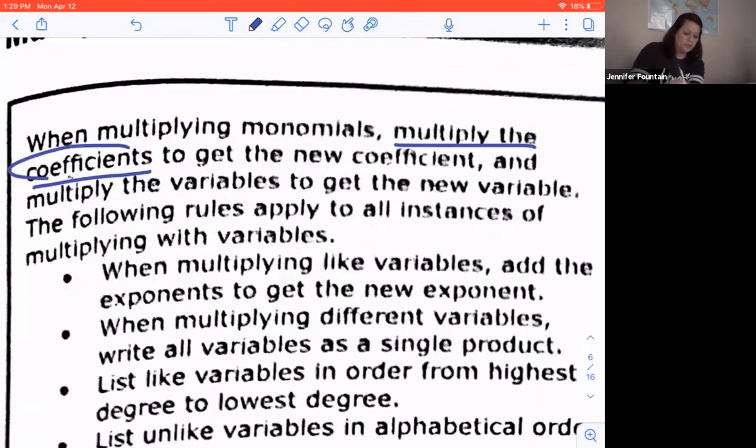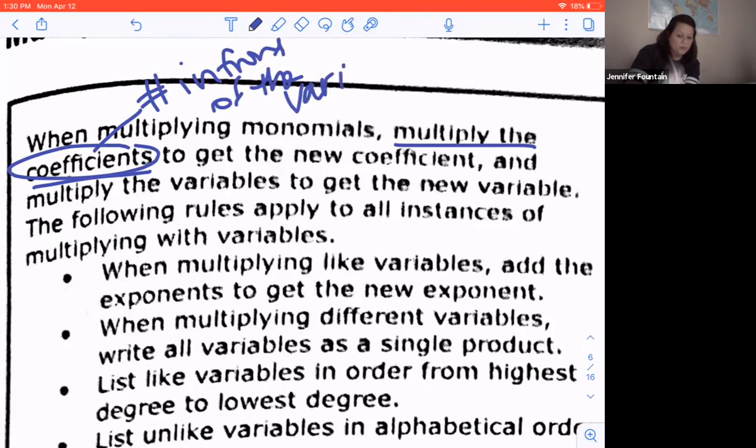So let's stop for just a minute and think about what we said a coefficient is. Remember, the coefficient is the number in front of the variable. And there is the bell for the break. So we will come back after the break.